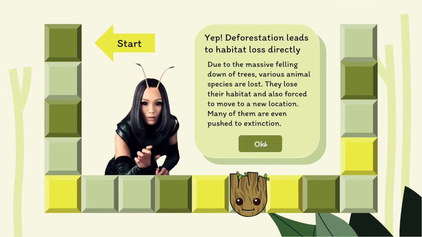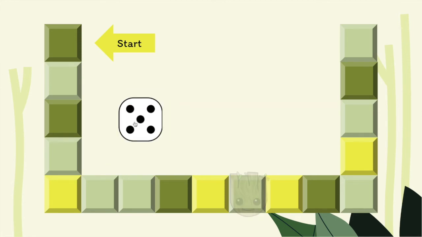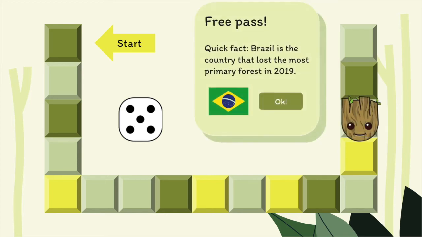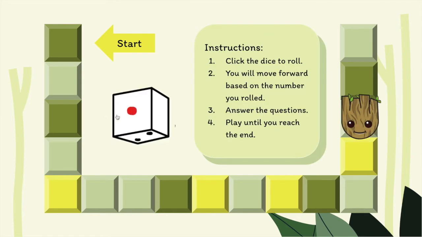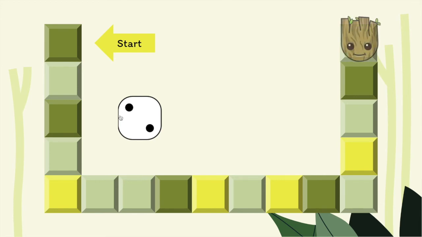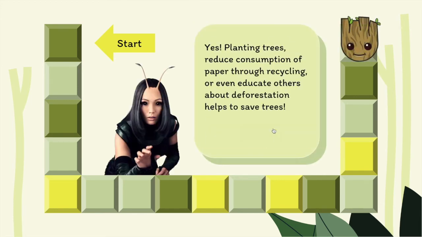Again, I created two slides under the question slide. One is for answering the question correctly, and one is for answering incorrectly. I added the try again button to allow the player to attempt the question again.